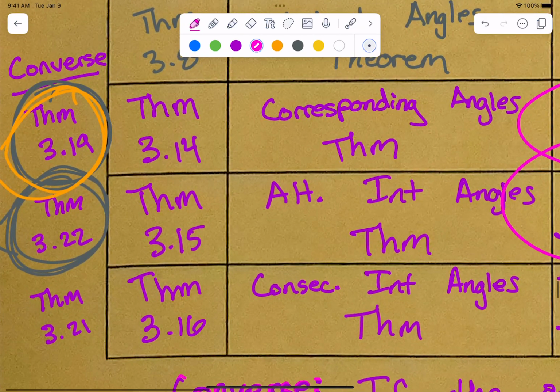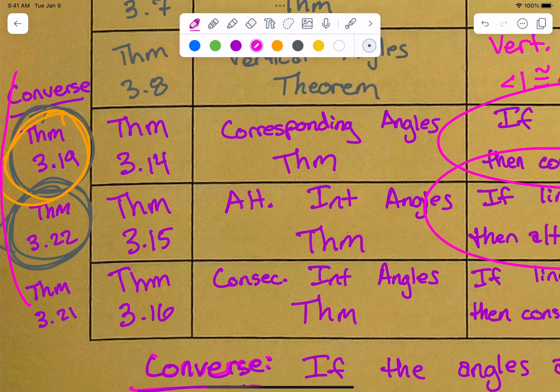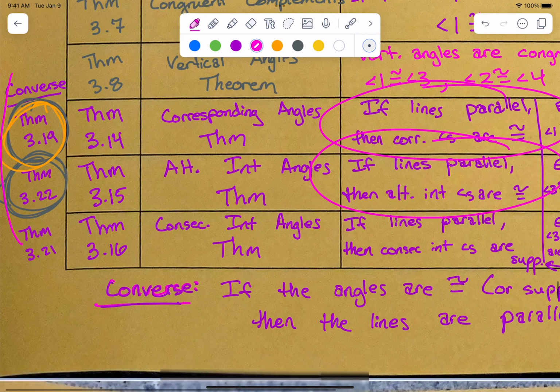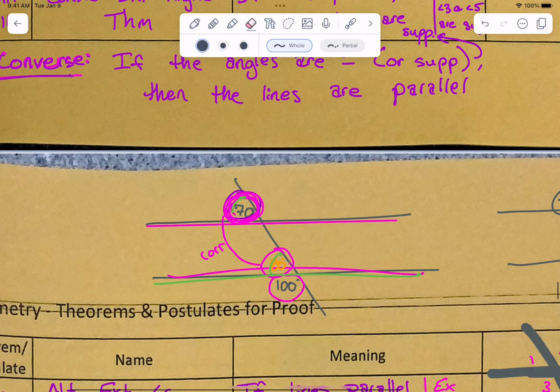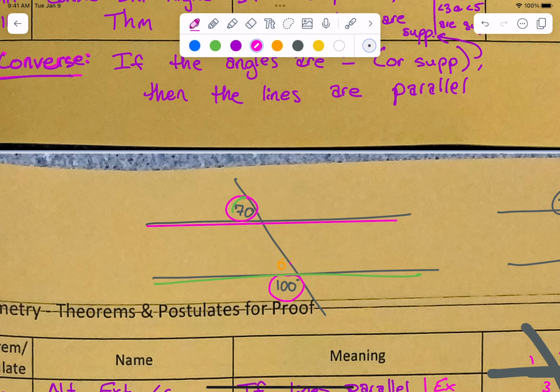When we're doing the converse, which is what we're doing in this section, we don't necessarily know that they're parallel. We're given the angles and we're trying to figure out if they're parallel or not. So like we would do down here. Let me get rid of some of these. And we talked about how if that's 70 degrees and this is 100 degrees, would those 2 lines be parallel? Well, if this is 100 down here, then this would have to be 80, and this guy doesn't match that guy. So those aren't parallel.